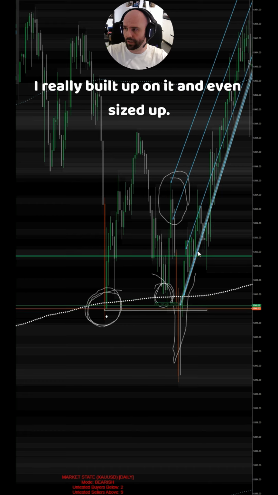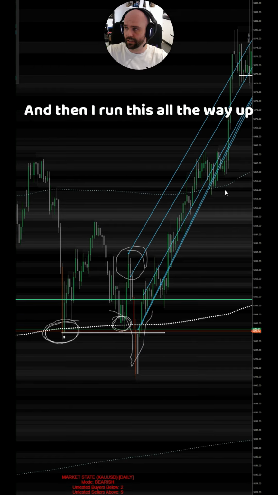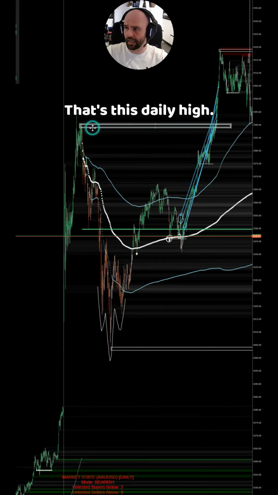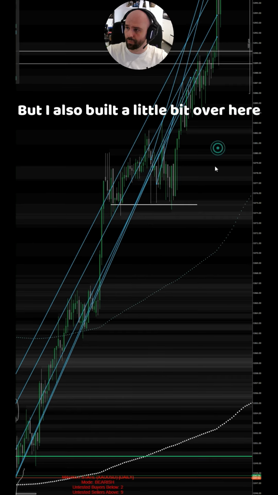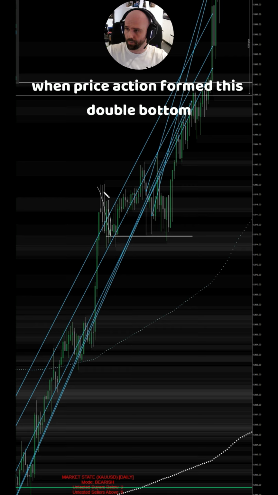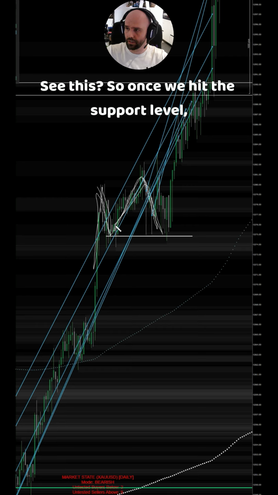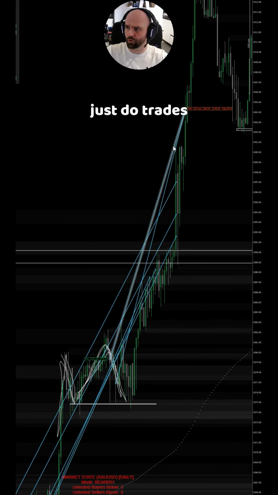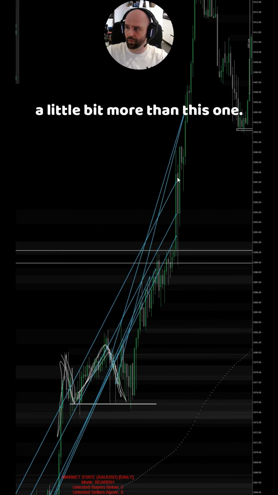I really built up on it and even sized up, and then I ran this all the way up into the daily highs, which is here. That's this daily high. But I also built a little bit over here when price action formed this double bottom right there. See this? Once we hit the support level, I built on a little bit more, which was just two trades, and I ran them a little bit more than this one.